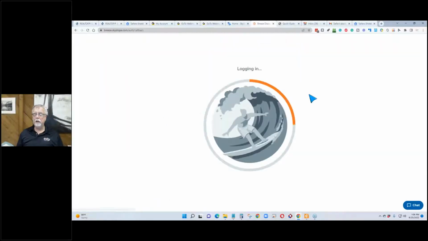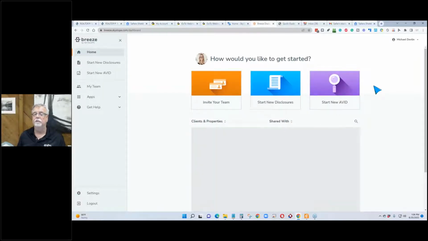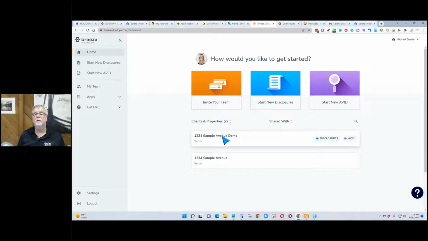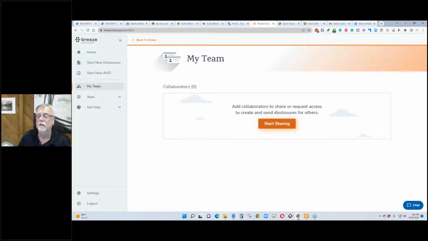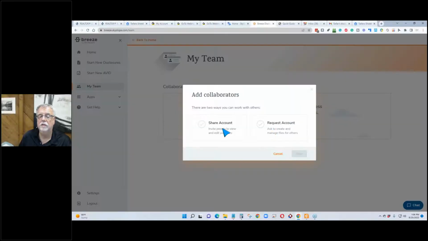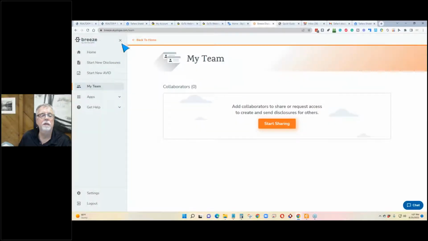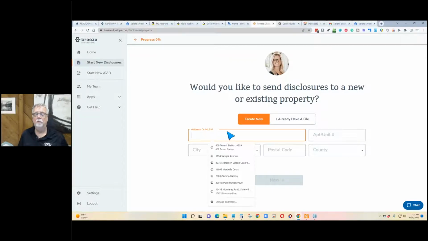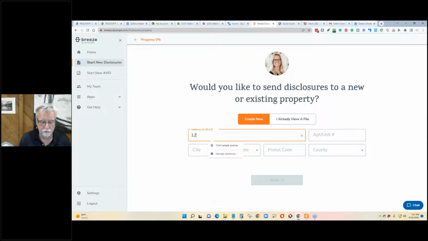Now, Breeze has a very similar interface in that it's relatively easy for people to fill out. And you can invite a team, right? If you click on this, you can collaborate, send disclosures, right? We're not going to really get into that, but we're going to click on Start New Disclosures. And if you've already created a file, you would do this. Notice you can put in the MLS number, sample.